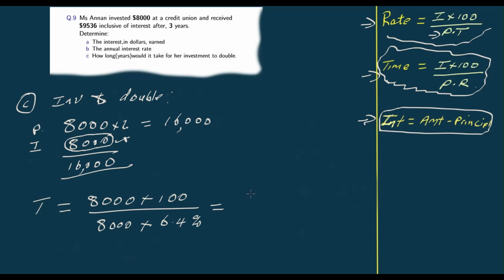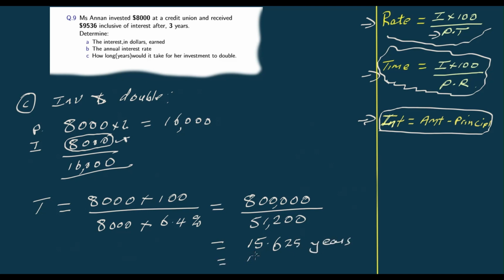So after working out this, we got a numerator of 800,000 as the numerator, and 51,200 as the denominator. So 800,000 divided by 51,200 will give us an answer of 15.625 years. So it will take us approximately 15.6 years for the investment to double.